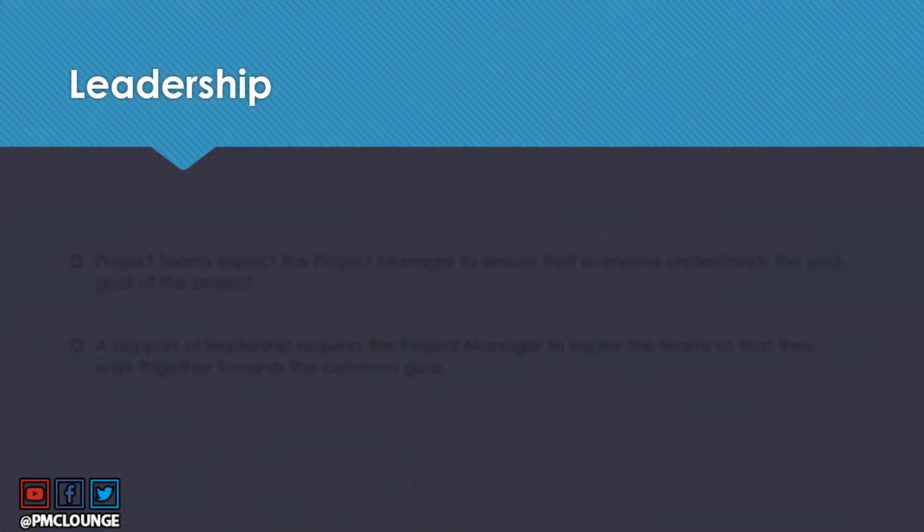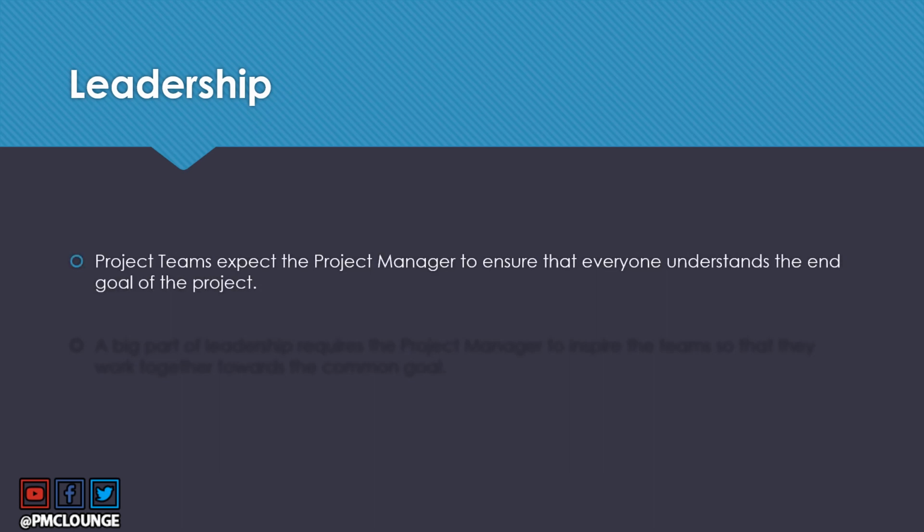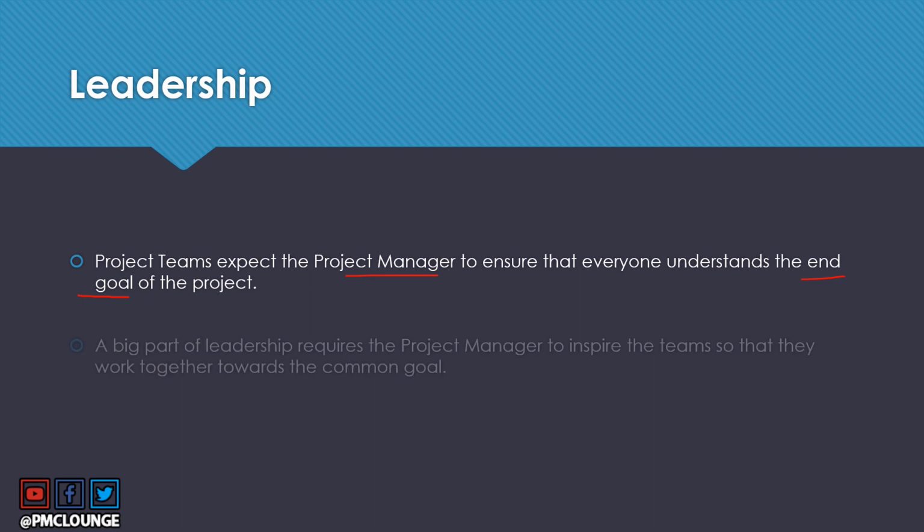Okay, so let's move on to the second aspect of the role of a project manager, which is leadership. Now, project teams expect the project manager to ensure that everyone in the project team understands the end goal of the project, right? You don't want people to come in and work from 9 to 5, deliver something and not even know why they are doing what they are doing, right? You should ensure as a project manager that everyone working on your project team understands what they are working on, and understands what the end goal of the project really is.